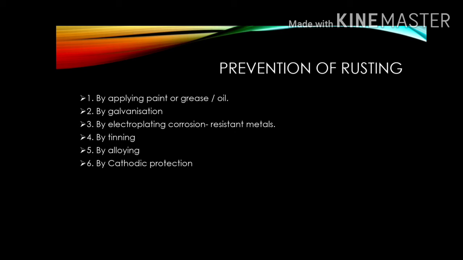They are made up of iron, but by the process of tinning they are prevented from rusting. Then by alloying, and then by cathodic protection. So these are some examples of how we can prevent iron from rusting.